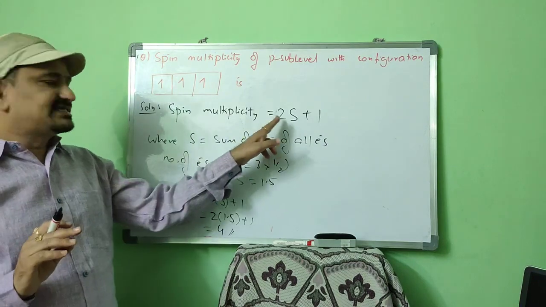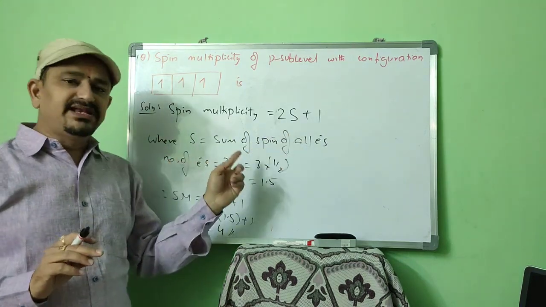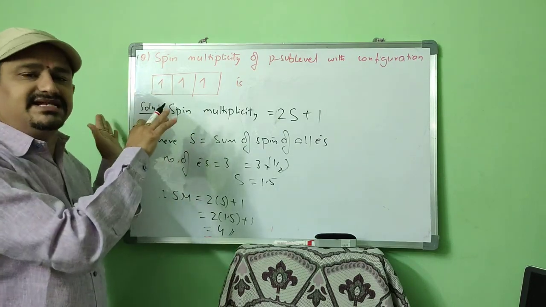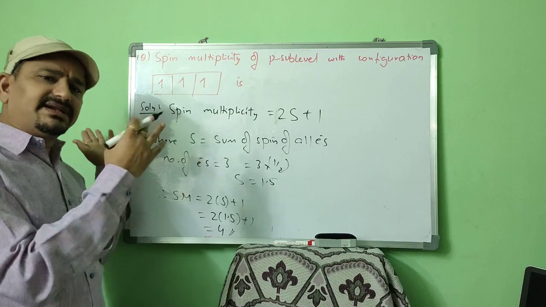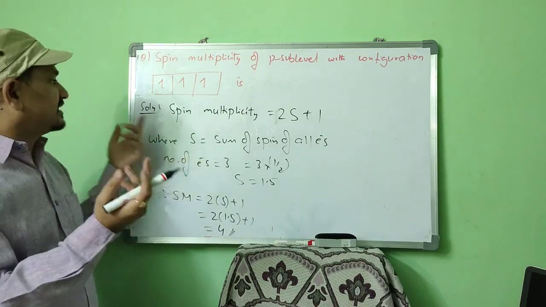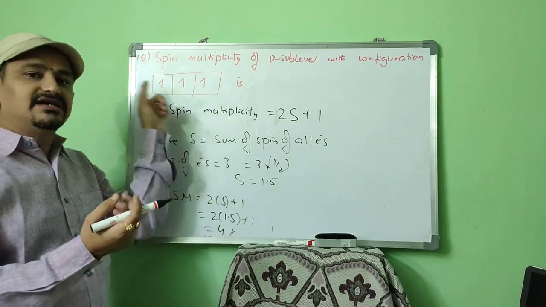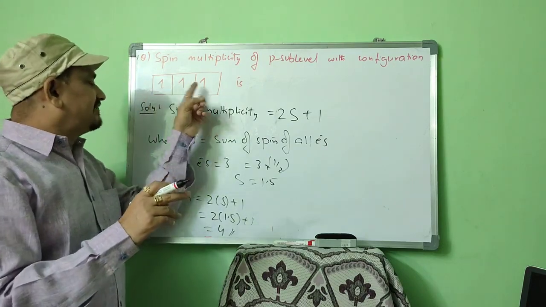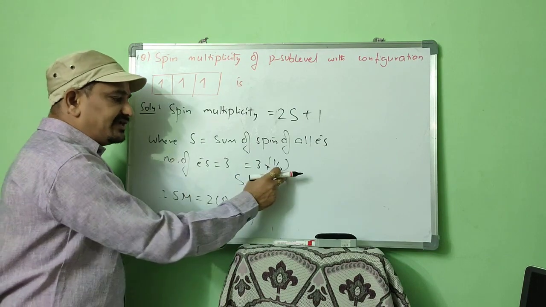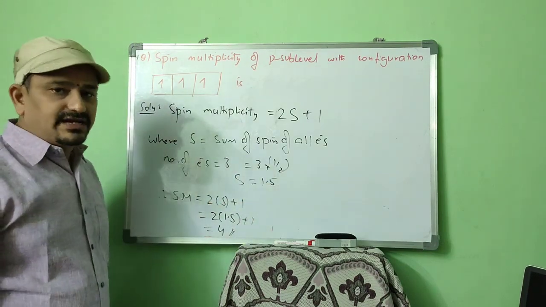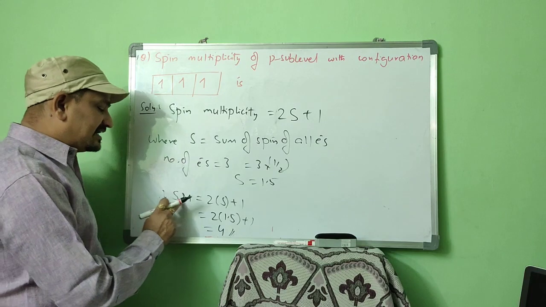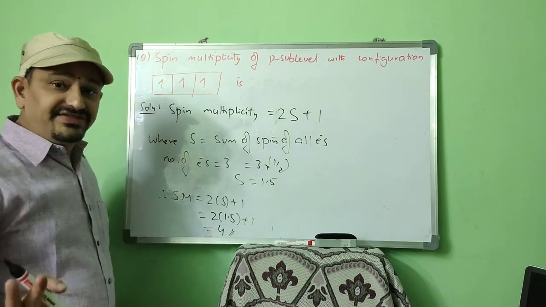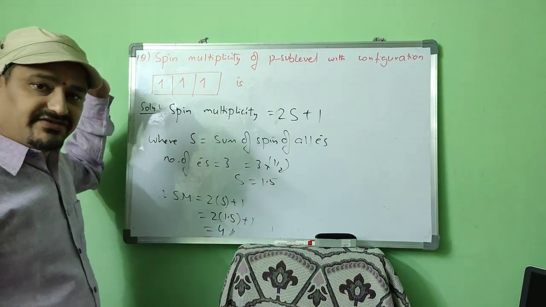What does this capital S correspond to? It is the sum of the spin of all electrons. The rest of the electrons are paired. It means when the electrons are paired, plus half and minus half, they are becoming 0 net spin. But for these 3 unpaired electrons, either plus or minus half is to be considered, neglecting the sign, half and half and half. 3 electrons, 3 into half, 1.5 is the capital S value, right? Now spin multiplicity equals 2S plus 1, 2 into 1.5, 3 plus 1, 4. So this is the solution for the given question.